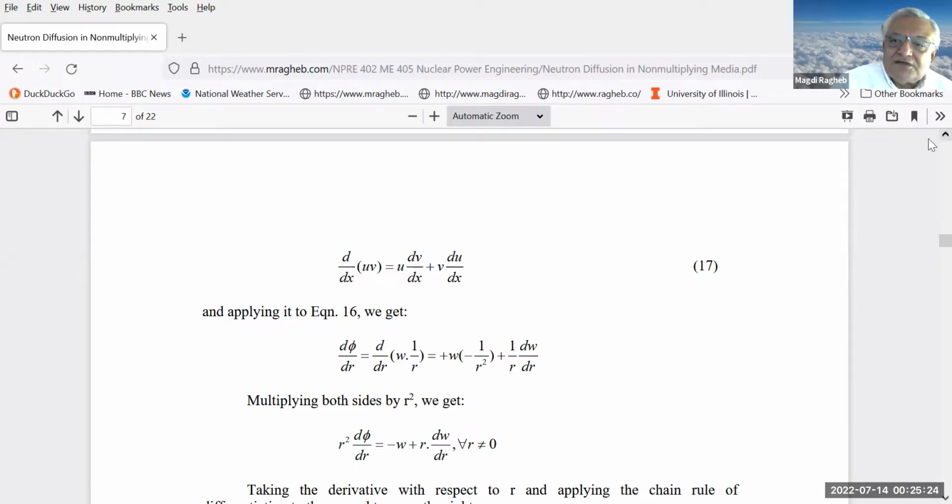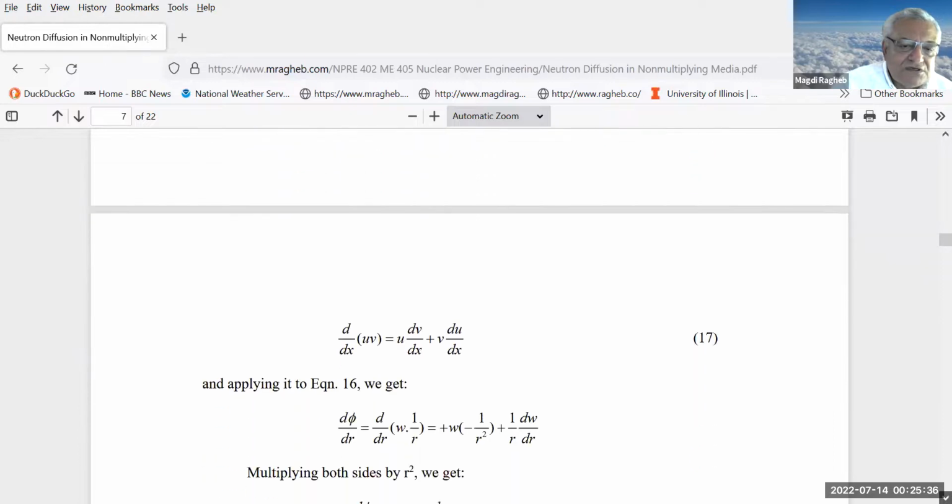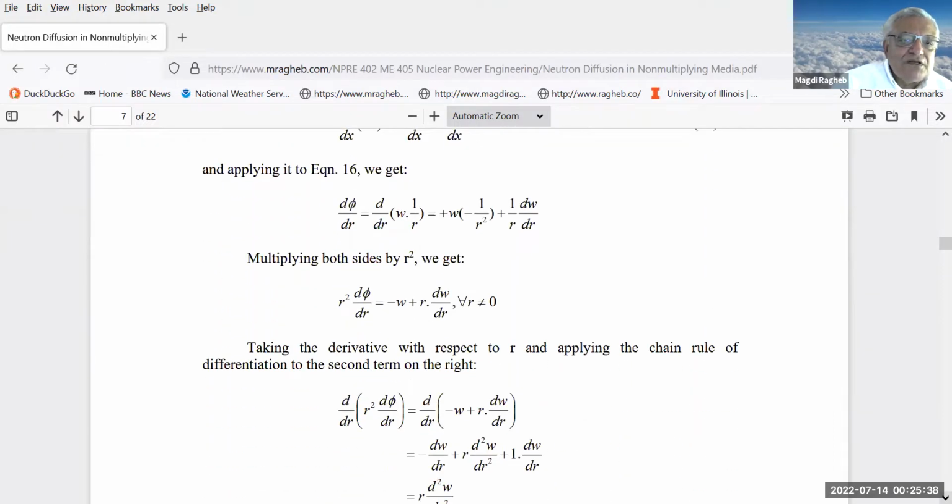And in the Laplacian for spherical geometry, I need to multiply that d phi by dr by r squared, and then take its derivative again with respect to r. This is for the spherical geometry Laplacian. So in that case, we multiply by r squared. That first term becomes minus w, and the second term becomes multiplied by r squared divided by r, which gives you r dw by dr. But we have to be very careful here in that we have canceled the r squared with the r. So the solution exists for all values of r.